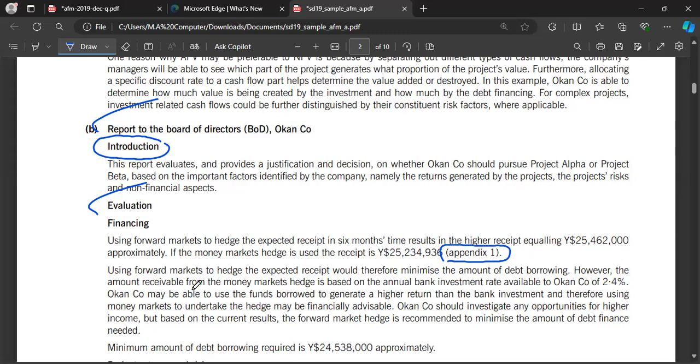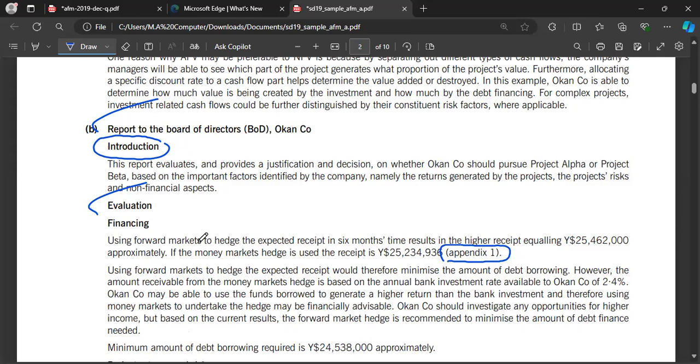However, the amount receivable from the money market hedge is based on the annual bank investment rate of 2.4%. Okan may be able to use the funds borrowed to generate a higher return than the bank investments, and therefore using the money market to undertake the hedge may be financially advisable. Okan company should investigate any opportunities for higher income, but based on the current result, the forward hedge is recommended to minimize the amount of debt finance.